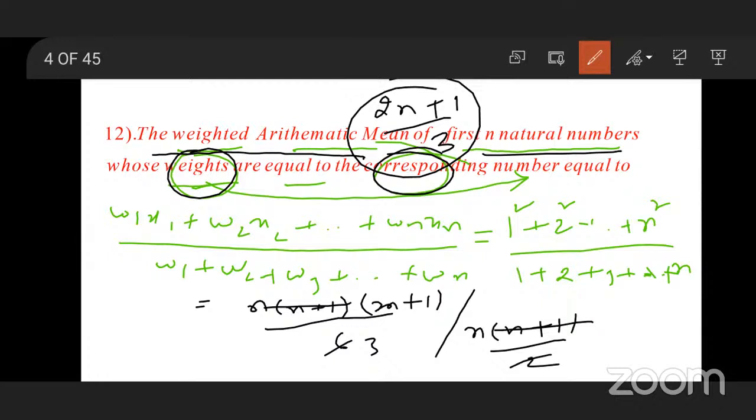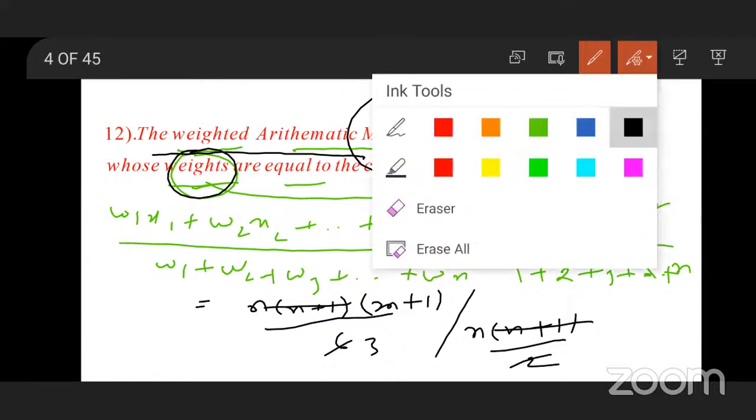So what is the numerator value? 1 into 1, 1 square, 2 into 2, 2 square, and so on. n into n is equal to n square. In the denominator, what is the value? 1 plus 2 plus 3 plus so on, that is equal to n into n plus 1 by 2 only. n into n plus 1 gets cancelled, and we get 2n plus 1 by 3, which is our correct solution.